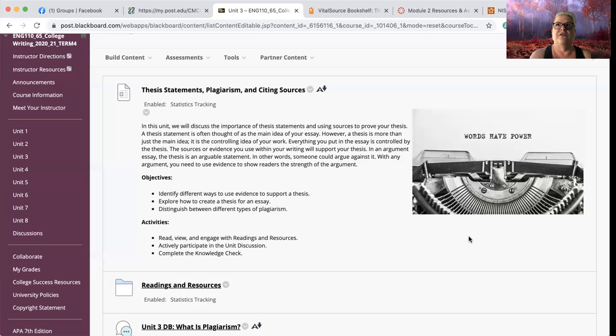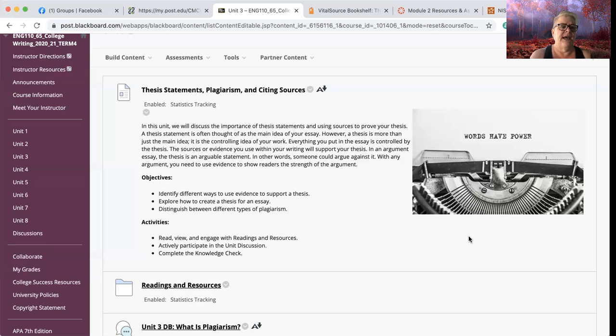So, how do we create a thesis for an essay? One of the things that we want to learn is how to avoid saying in this paper, I will discuss X, Y, and Z, but still have that forecasting statement that shows here's what's coming in the body of my essay. And then we're going to learn a little bit too about different types of plagiarism.